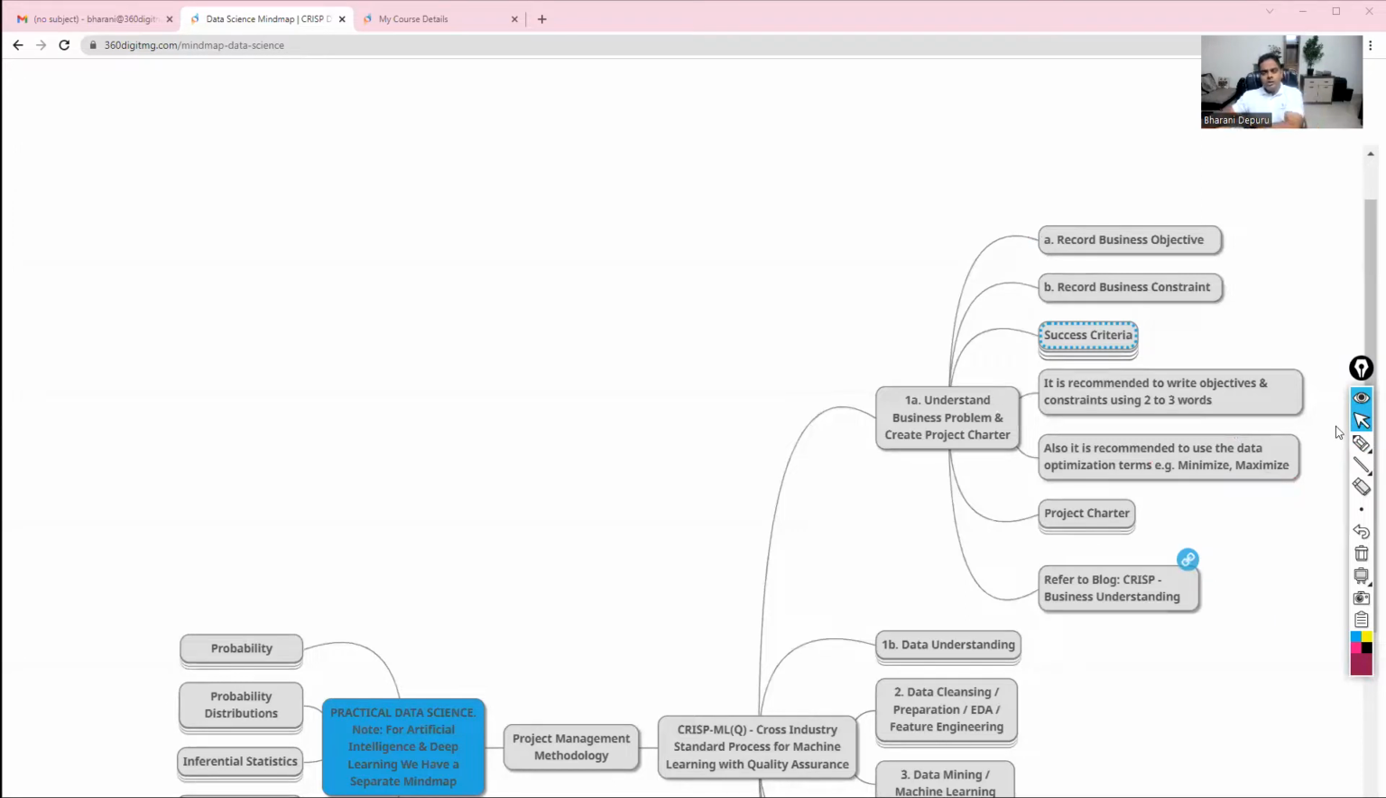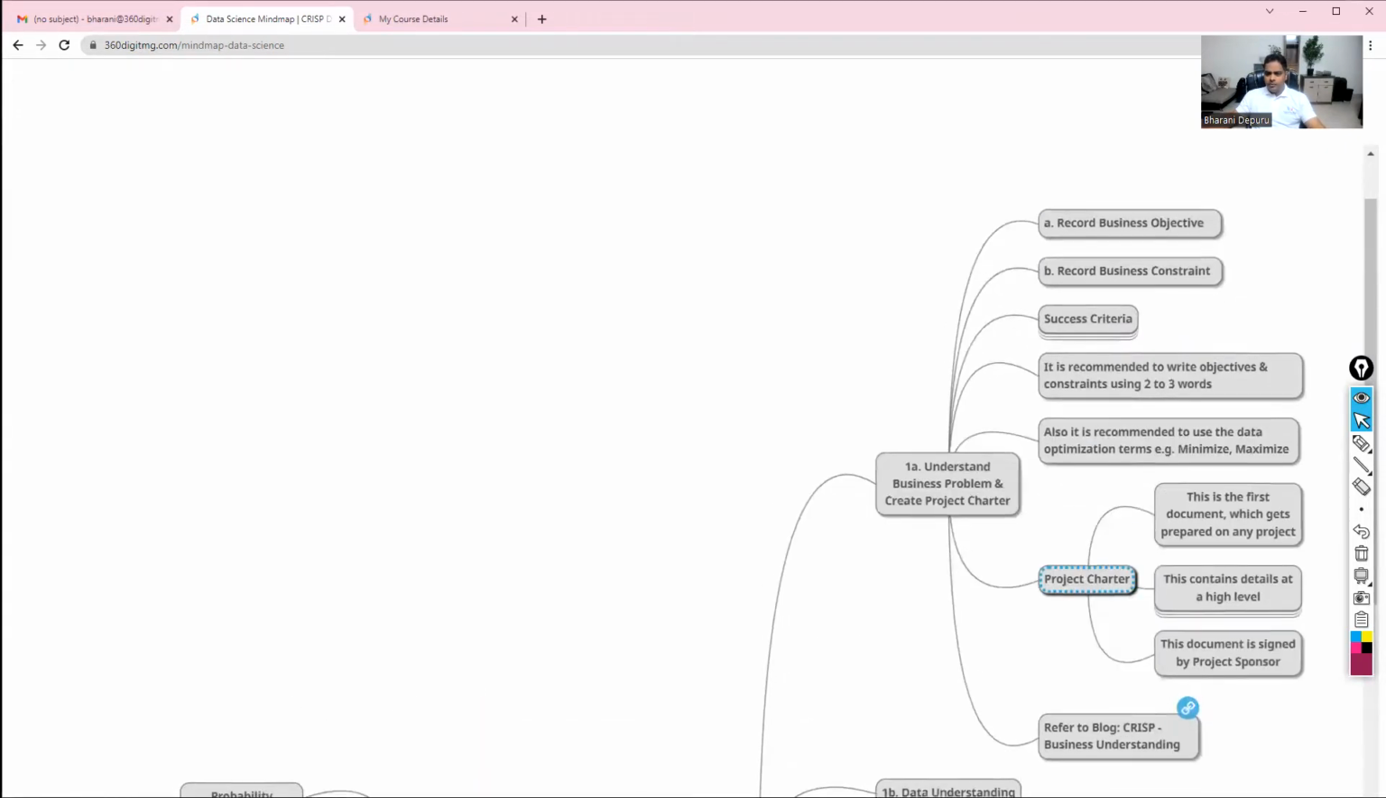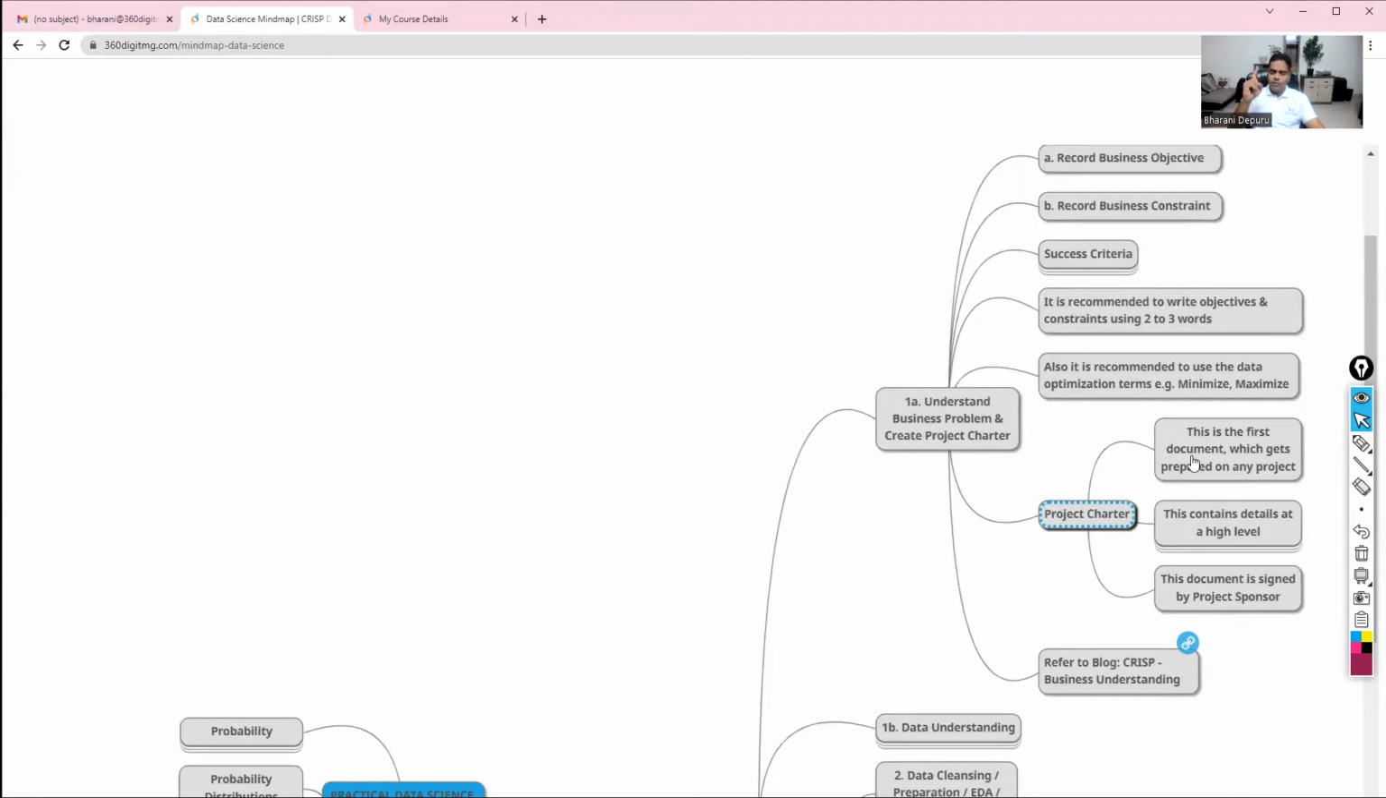And you'll also learn about project charter when you actually start working on your live project. But let me tell you that project charter is the first document that gets created on any project. It need not be a data science project. It can be any other project. However, project charter is the first document that gets created on any project whatsoever.